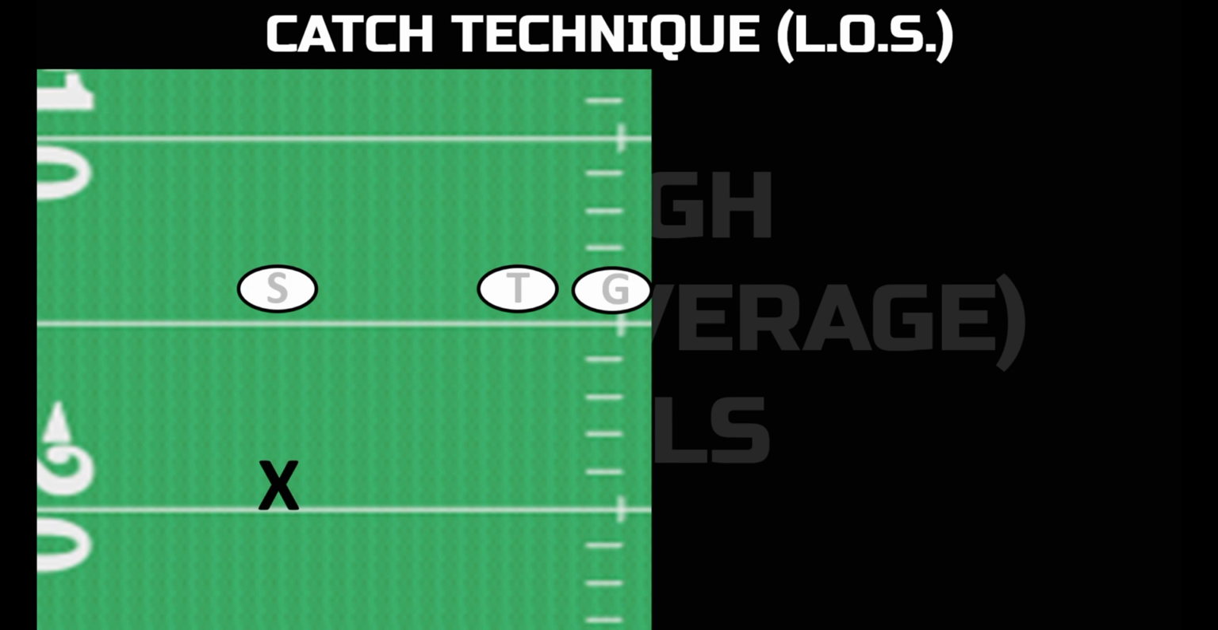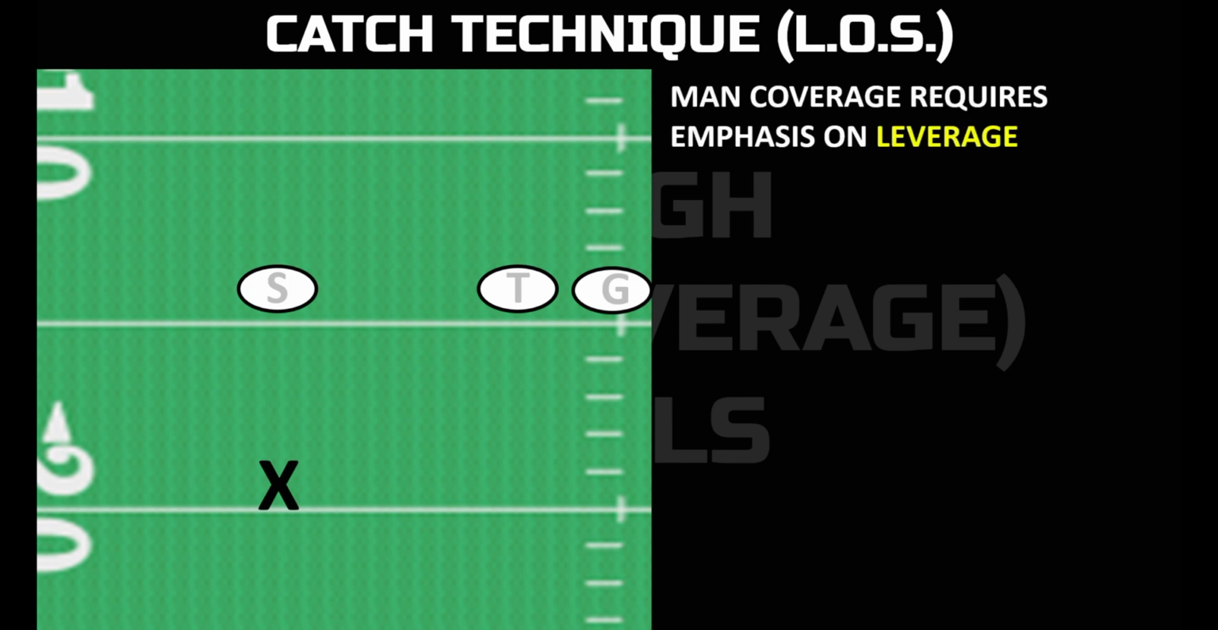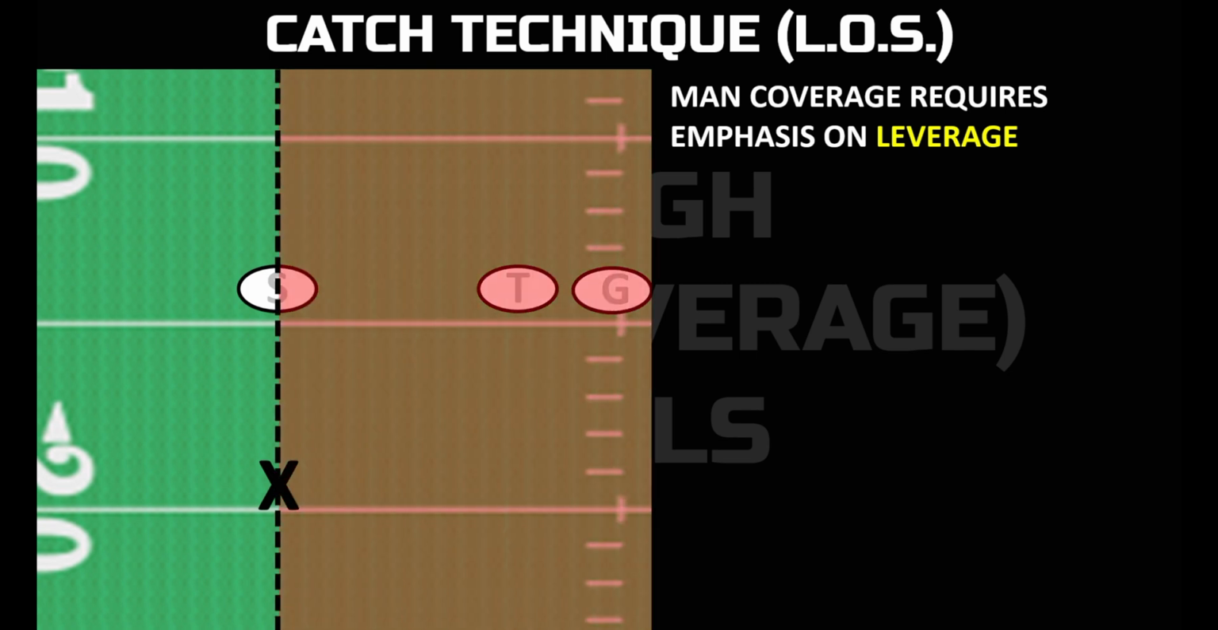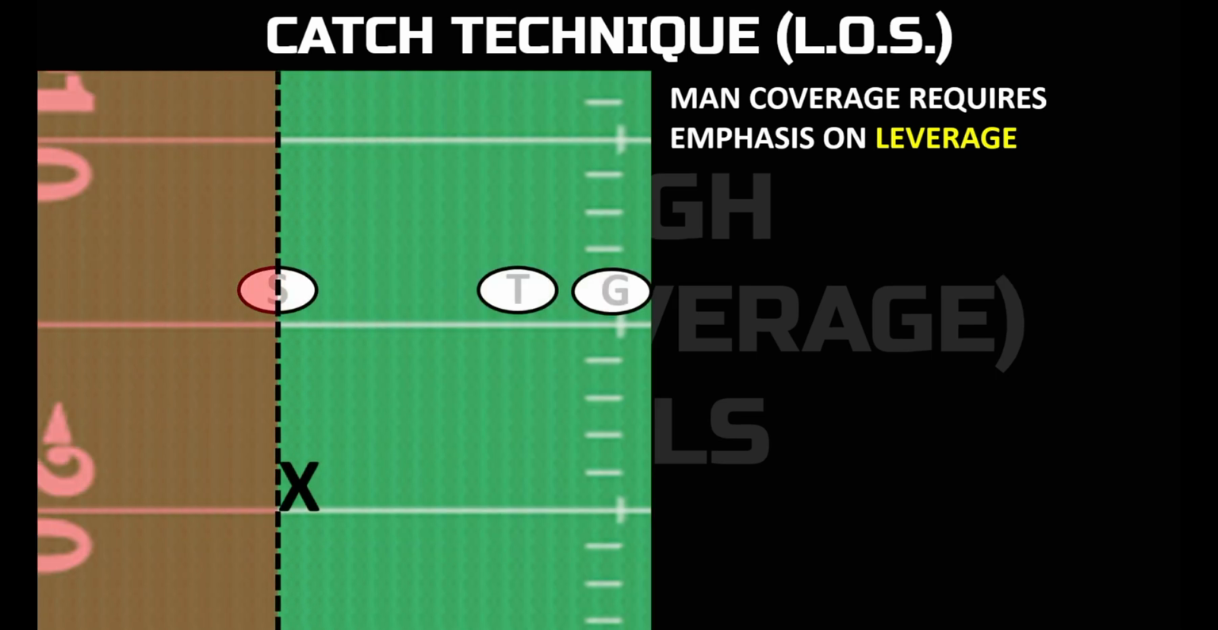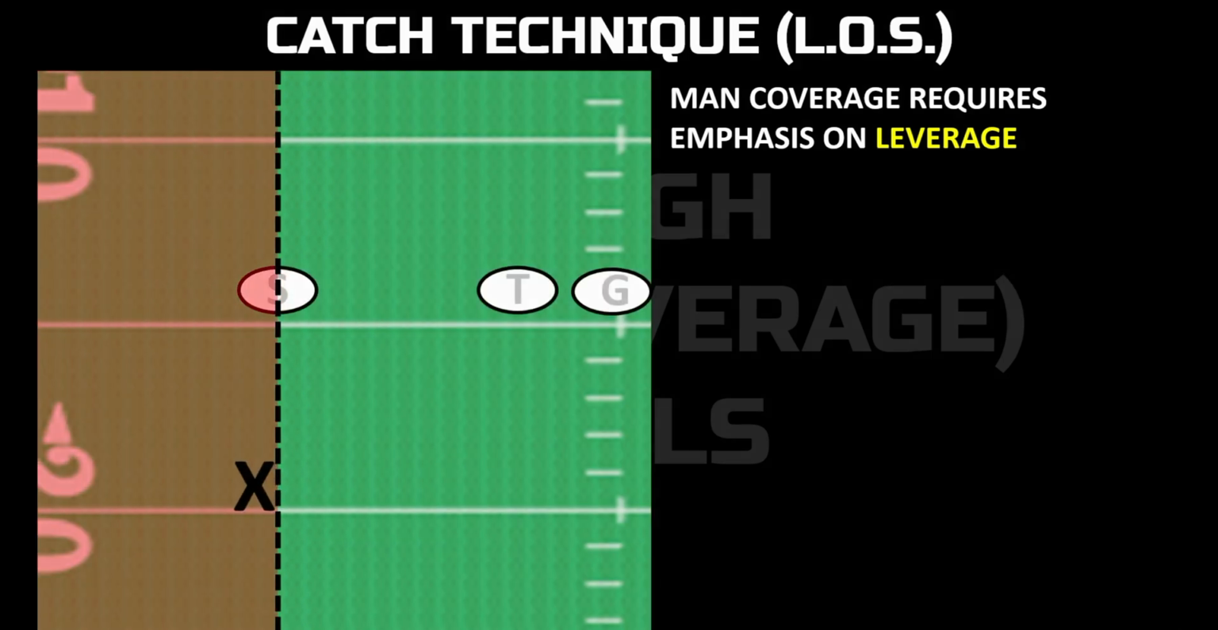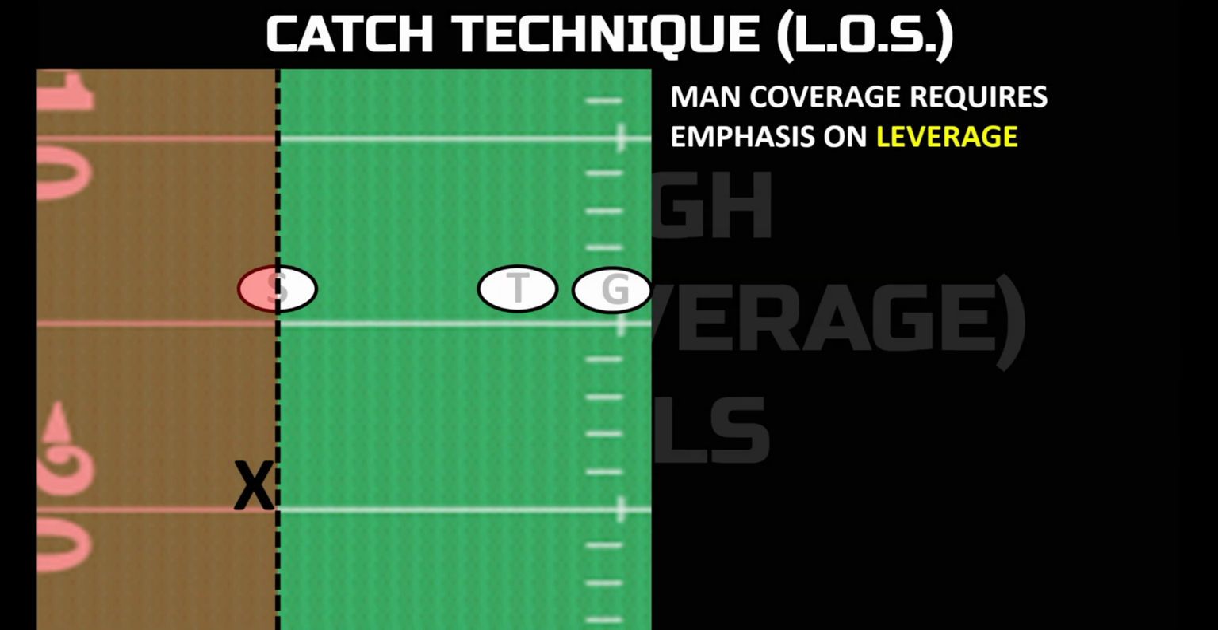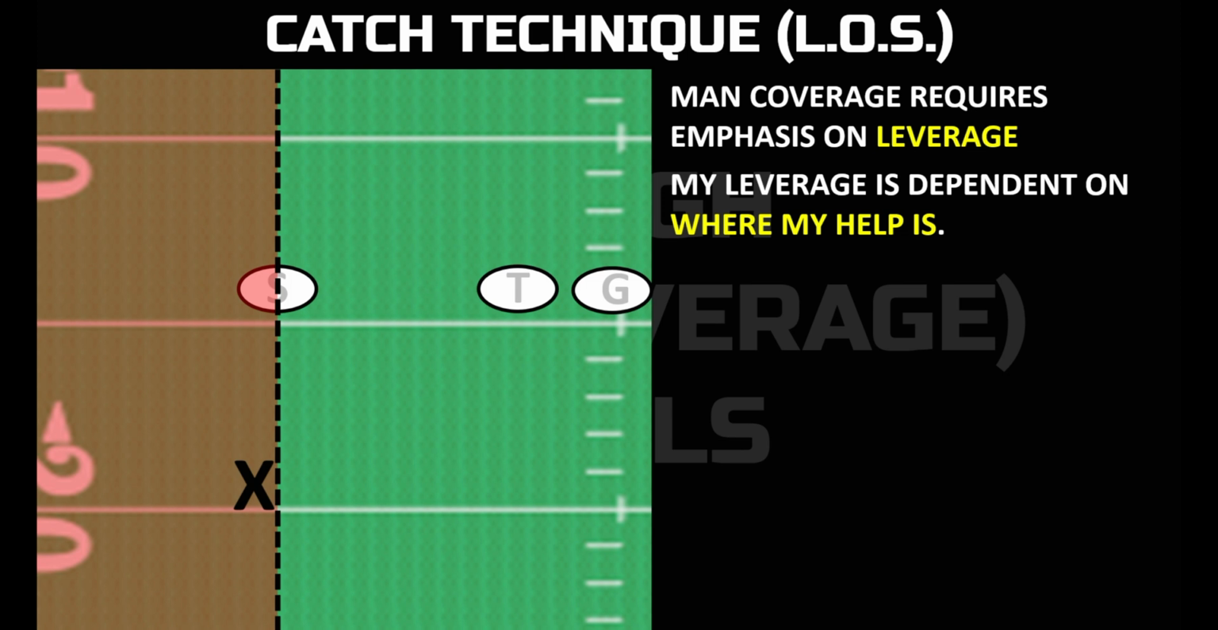Man coverage is about leverage. Similar to angles, leverage is about owning a side of the receiver. If I have inside leverage, I shade his inside shoulder, and I do not allow him to run inside of me. And if I have outside leverage, I shade his outside shoulder, and I do not allow him to run outside of me. My leverage depends on where my help is.